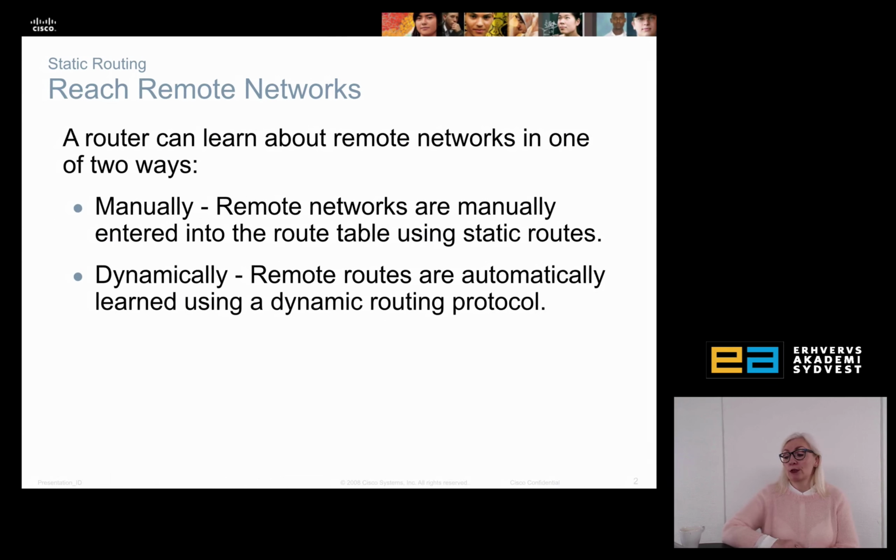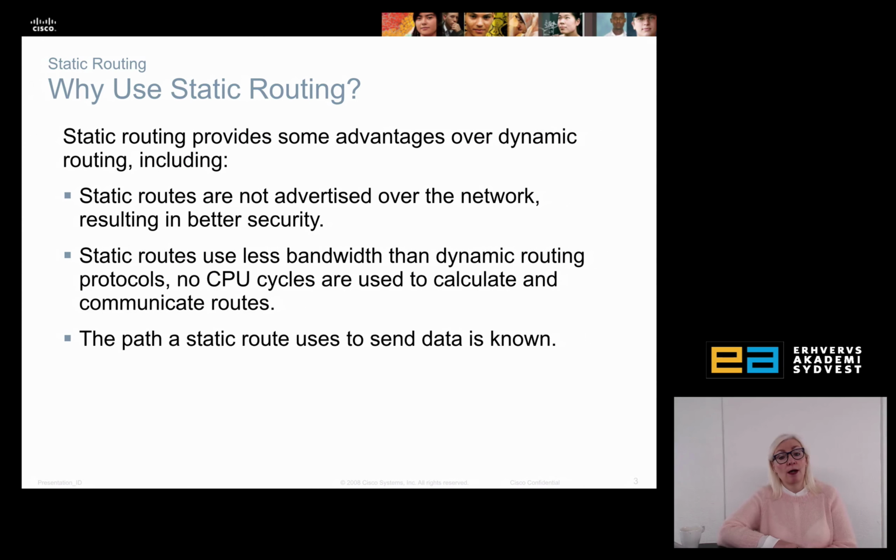When routers learn about networks, it can be done in two different ways. Either manually, where we manually enter all the routes into the different routers, or dynamically, where the routers learn automatically about the different routes from their neighboring devices. And today we're going to look at how and why we sometimes want to do it manually. And when we do it manually, it's called static routing.